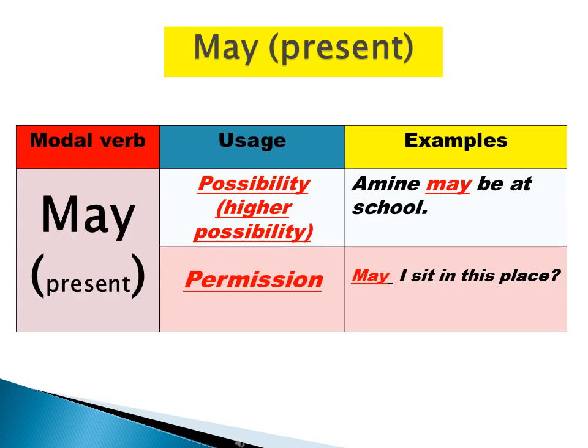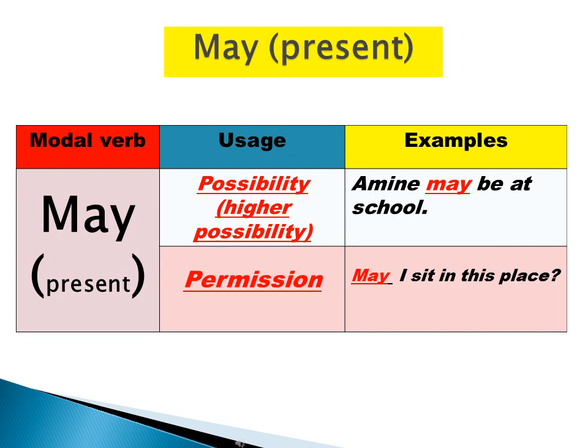Now let's move to the next modal, which is may, and may in the present. The same here, we have the modal verb in the chart, may in the present, usage, and examples. Let's start from the examples. Amin may be at school. Here it's a possibility, a higher possibility that he is at school.